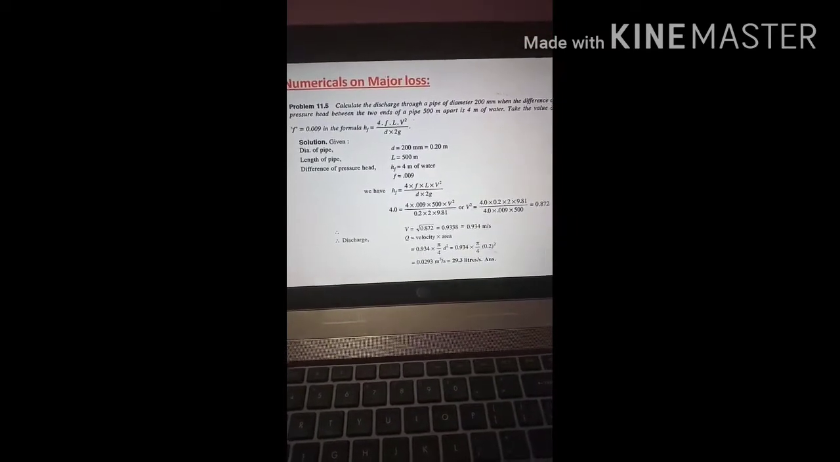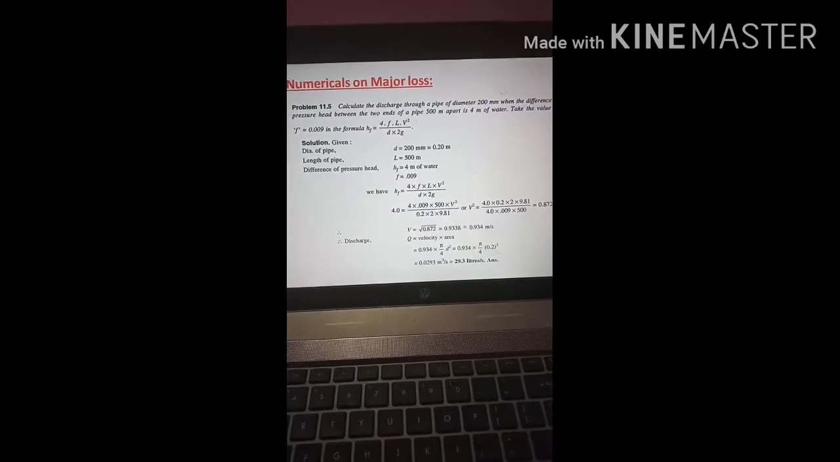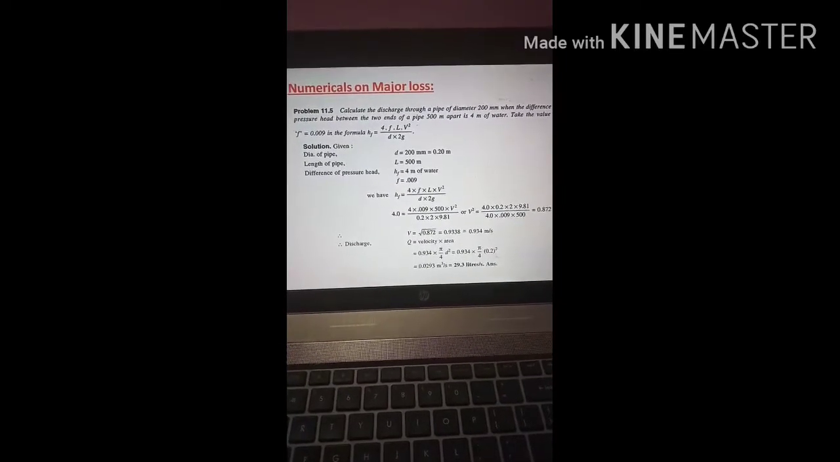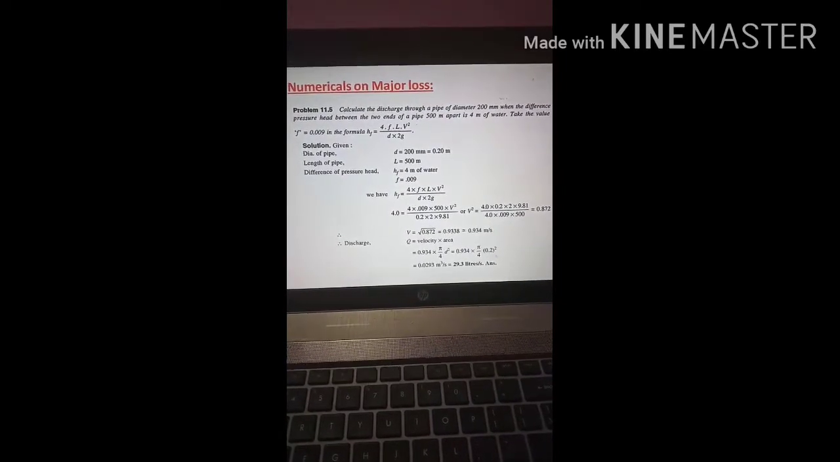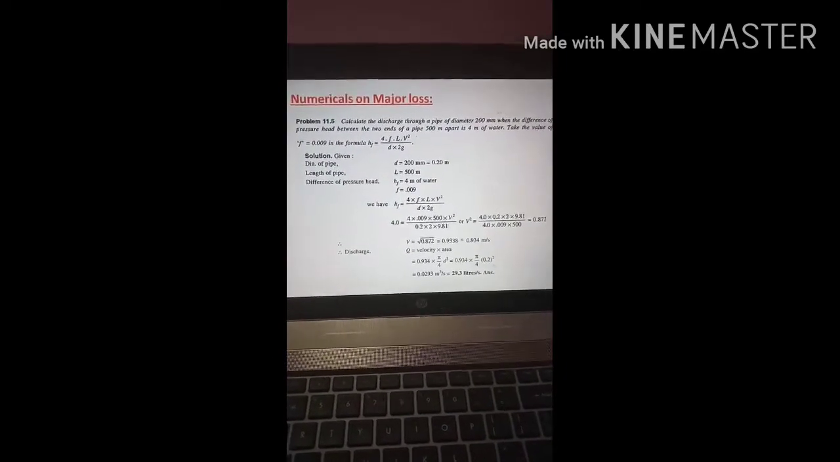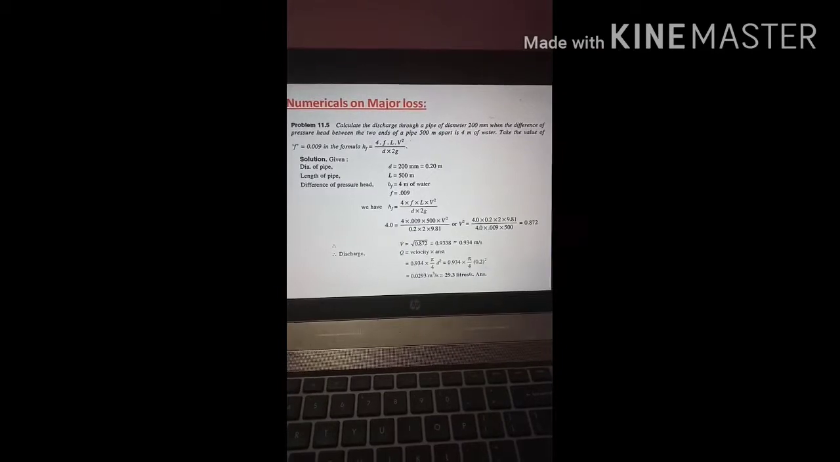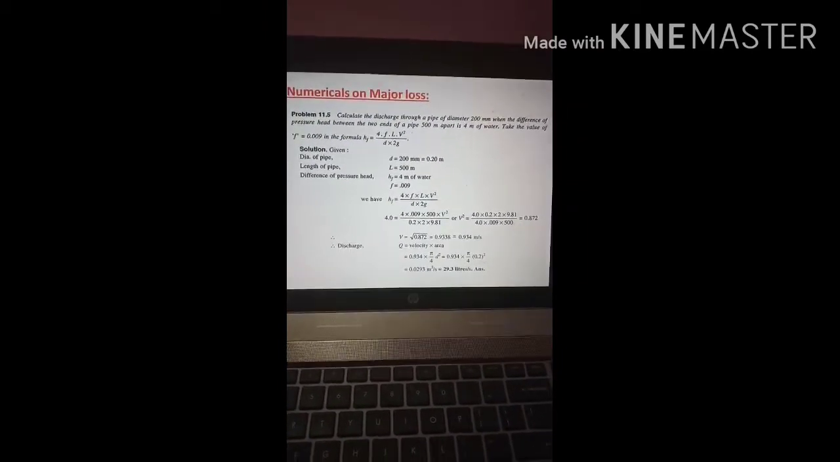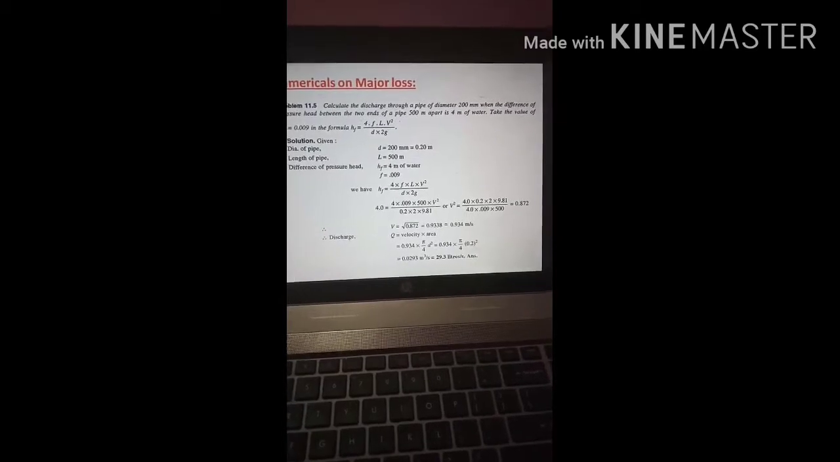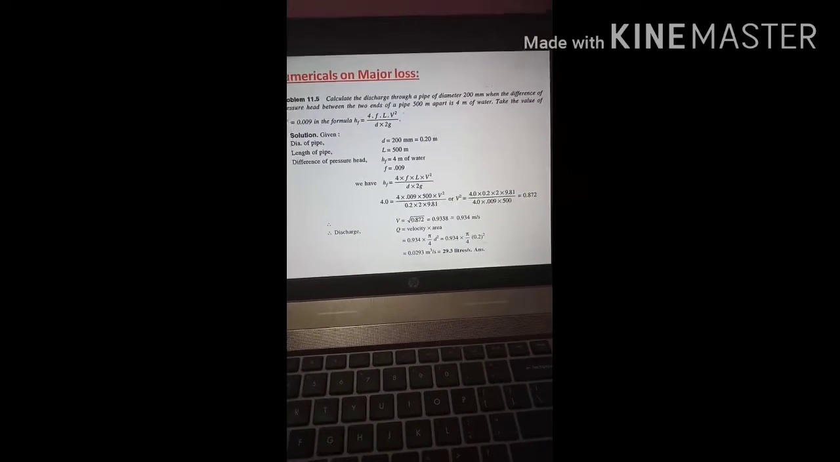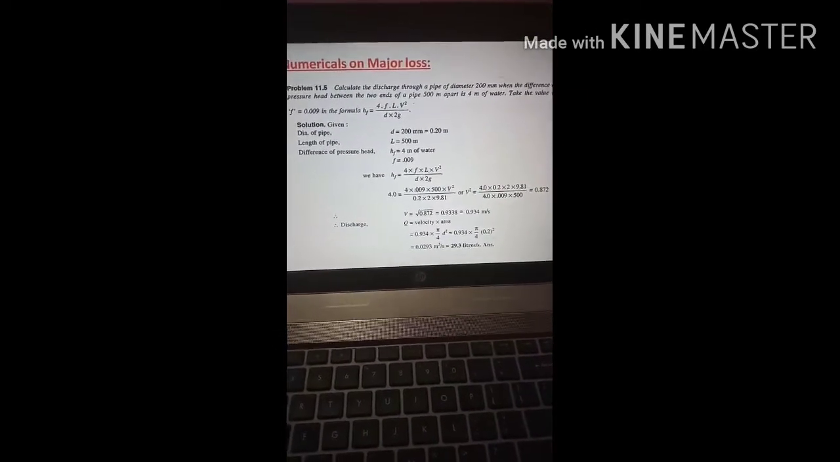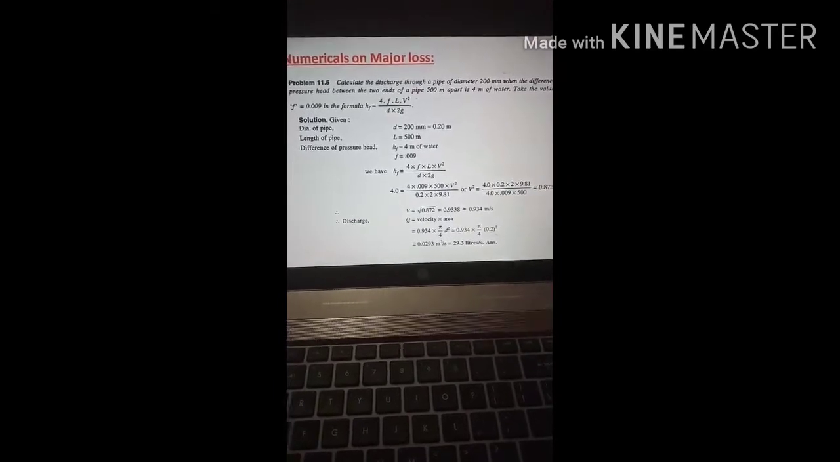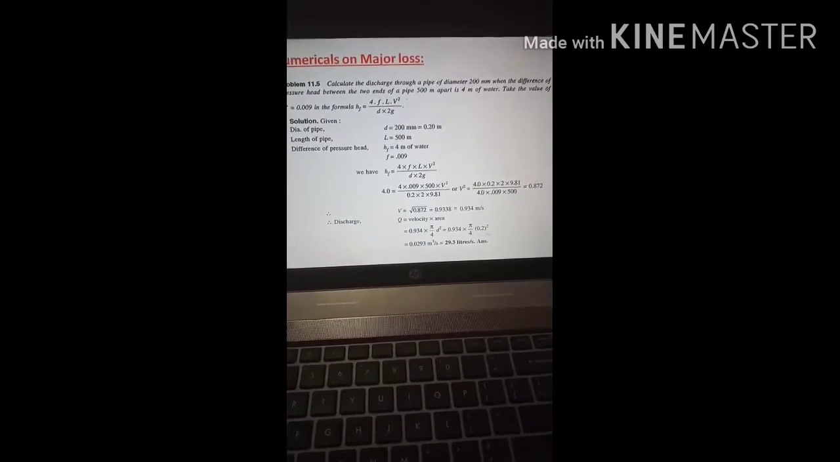In this problem, first write down the given data. Small d is equal to 200 millimeter, 0.2 meter. Capital L, the length of pipe, is 500 meter. Difference of pressure head, that is loss of head, is given. hf is equal to 4 meter of water. And small f is equal to 0.009. So we have the formula hf is equal to 4flv square upon 2gd.